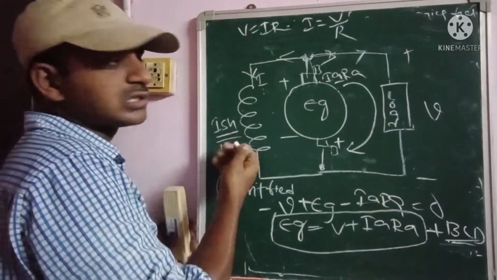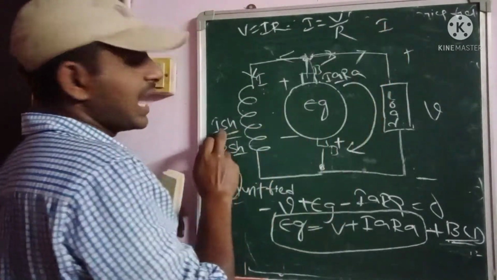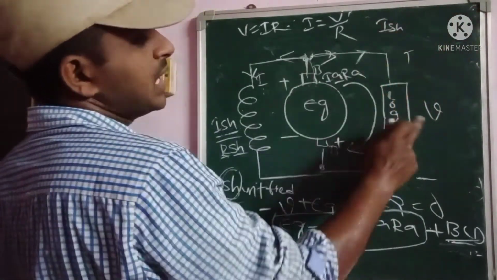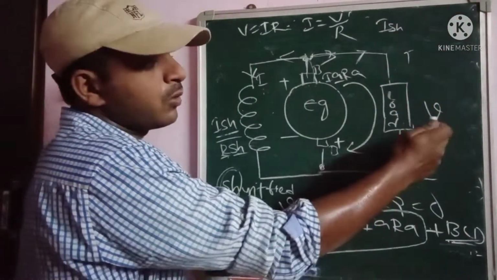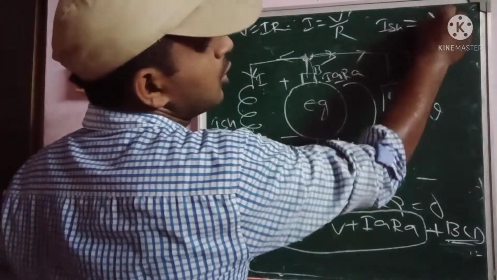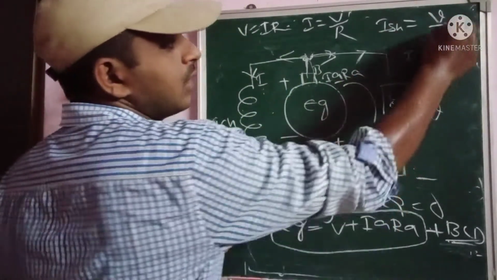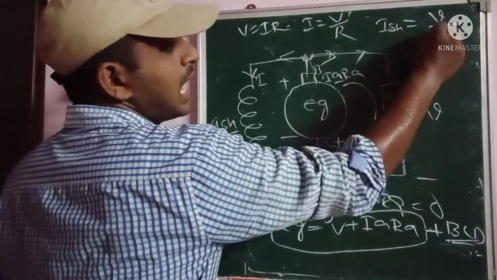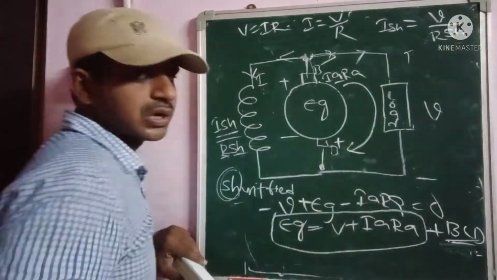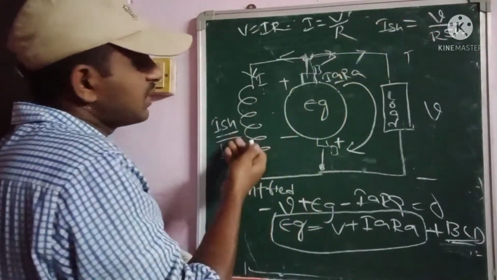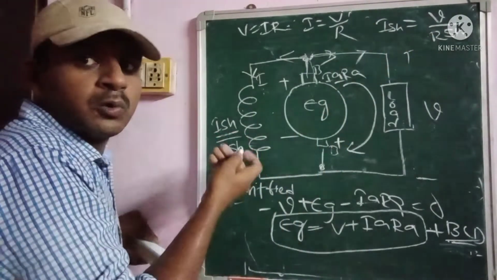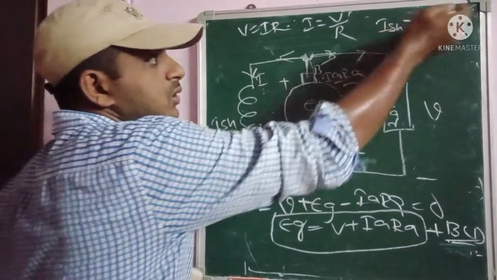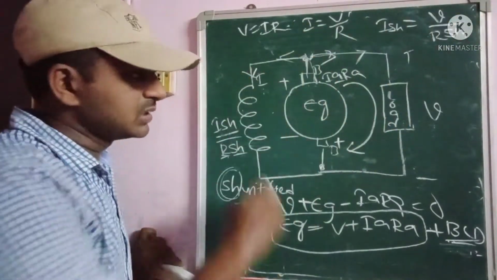From this, I here means ISH. ISH is equal to the total load voltage V divided by the total shunt field resistance, which is given as RSH. This is the total shunt field current. We have to calculate it this way: ISH is equal to V by RSH. So this is the equation.